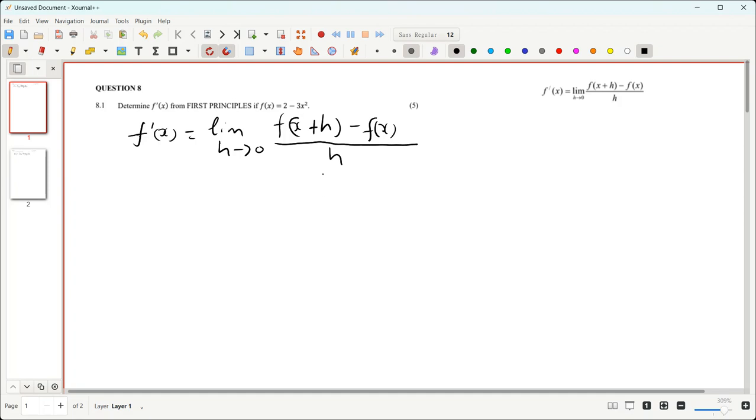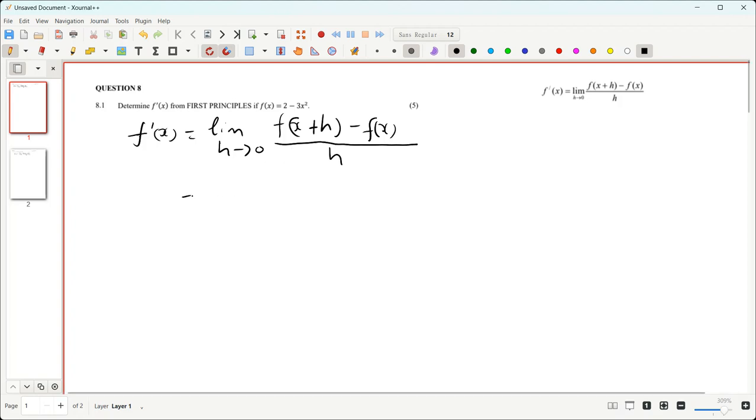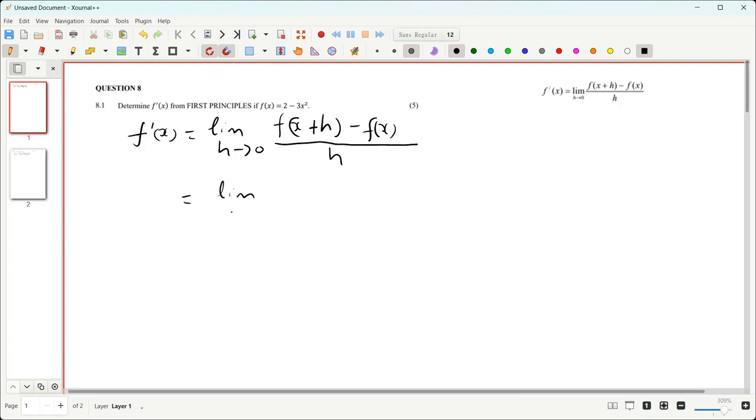So if you look at the question here, 8.1, they ask you to determine the derivative from first principle if f of x equals 2 minus 3x squared, right? So how can we estimate the derivative using the first principle? As I said, we use this formula. The formula as it is, we just substitute what we are required to find. So here, f of x plus h: in the place of x in f of x, you just put x plus h.